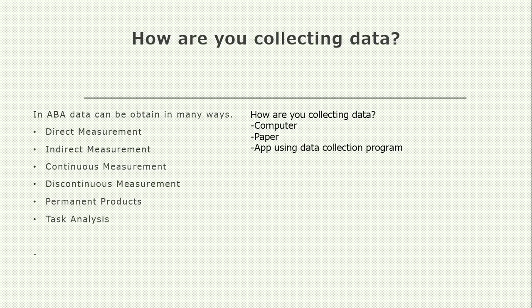How are you collecting data? So in ABA, data can be obtained in many ways. So we have direct measurements. You want to be observing the client directly. You want to have indirect measurements. I mean, we are asking mom, we're reading through previous notes, previous records from different providers.